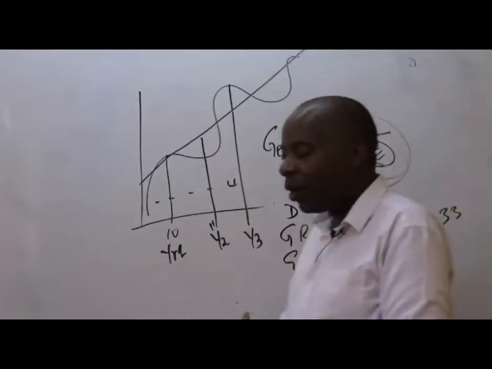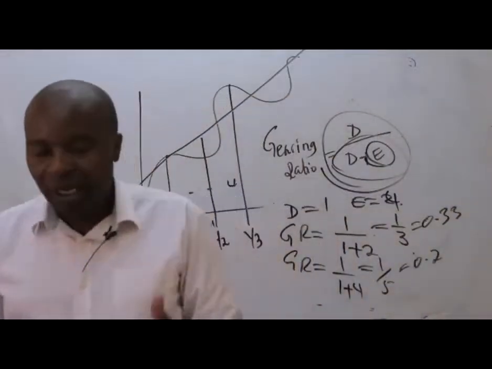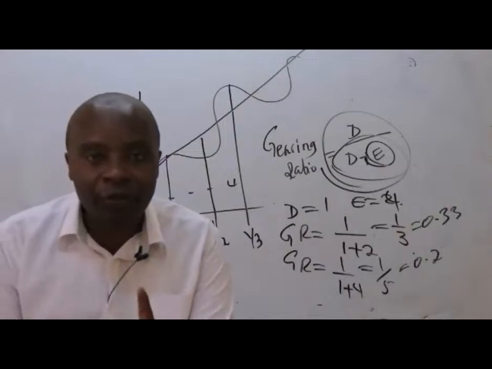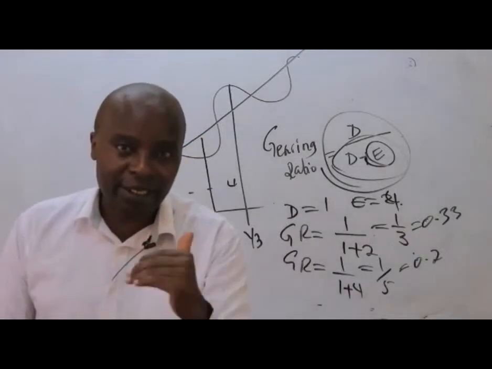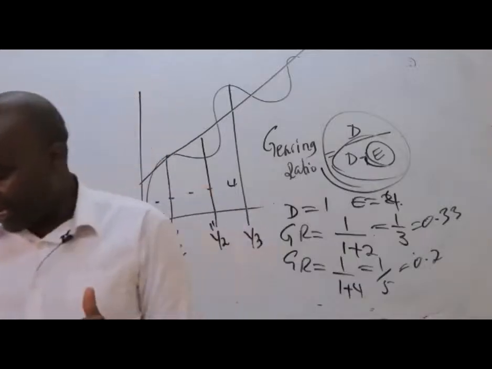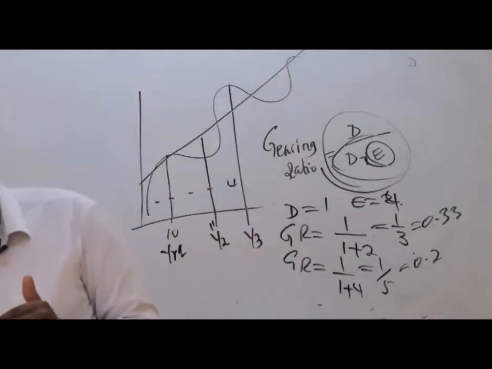So when you give out shares instead of dividends, you are also lowering your gearing. You are lowering your gearing. So these are things we are supposed to know.